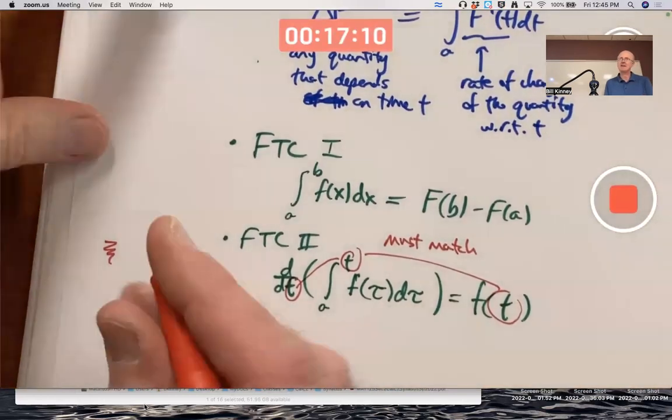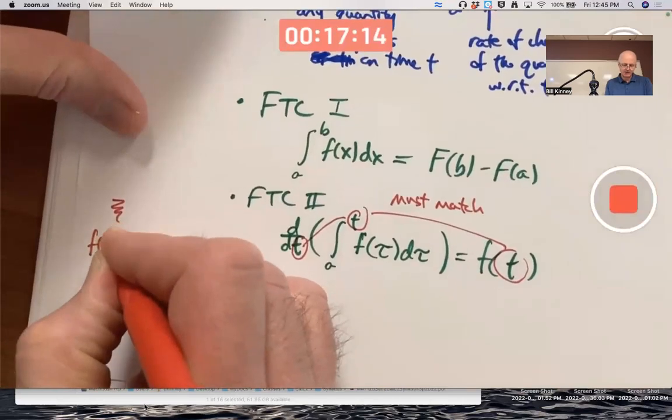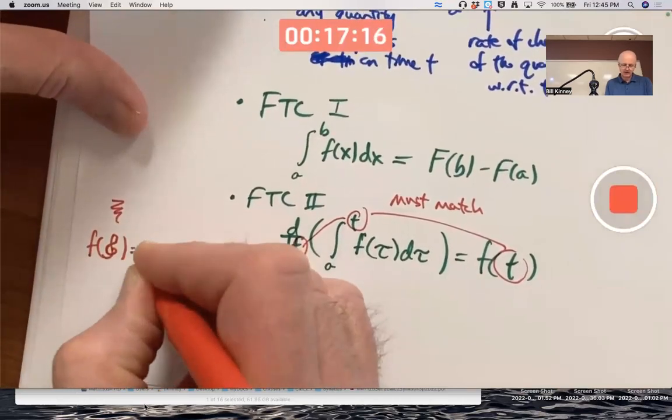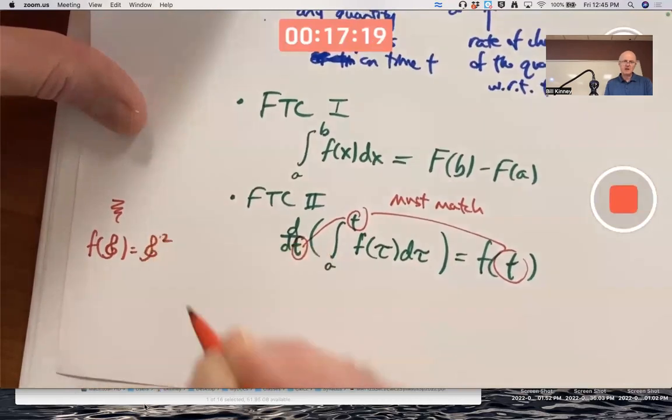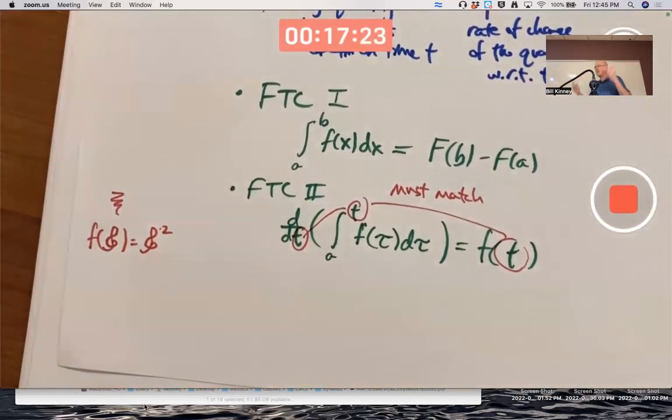For emphasis, sometimes I like to say, variable names don't matter. You could even name your variable treble clef or something. F of treble clef is treble clef squared. Partially because it's a beautiful symbol to make, and partially just because it emphasizes variable names don't matter. It's the idea that matters. That's the squaring function.